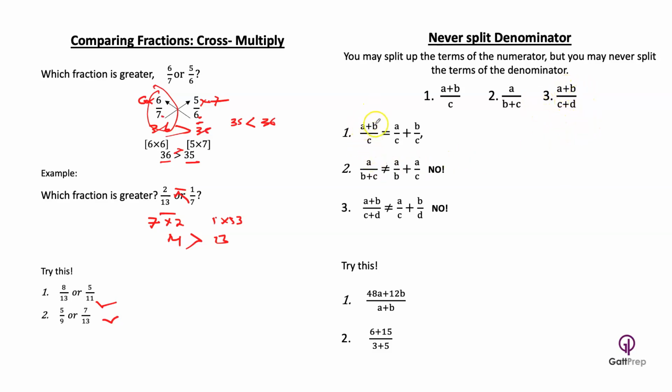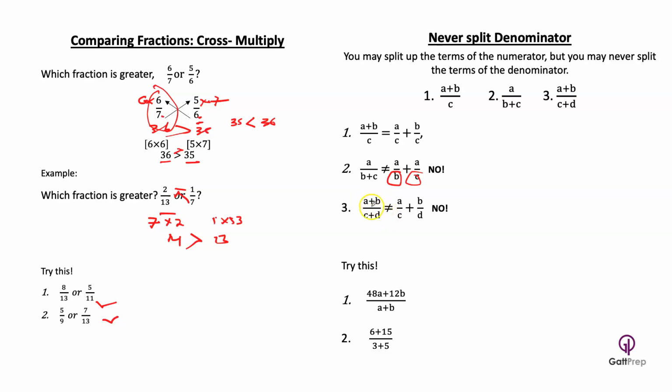Now in the first scenario, a plus b over c, yes, we can split the numerator, and so you have a over c plus b over c. Now in the second scenario, a over b plus c is not equal to a over b plus a over c. You cannot split the denominator, and so this is a no. A plus b all over c plus d. Here, similarly, you cannot split the denominator, and so this is also a no. However, there's a way we can write this.